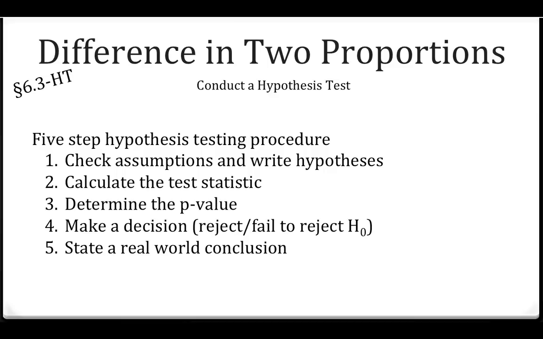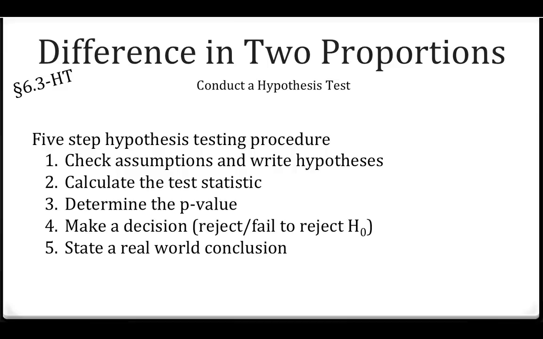Steps 3, 4, and 5 are going to be the same as what we've worked with previously. For determining the p-value in step 3, you're going to construct a normal distribution, and you're going to find the area that is more extreme than the z-test statistic that you computed in step 2 in the direction of the alternative hypothesis from step 1.